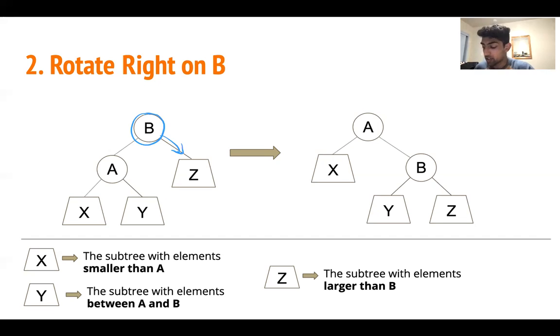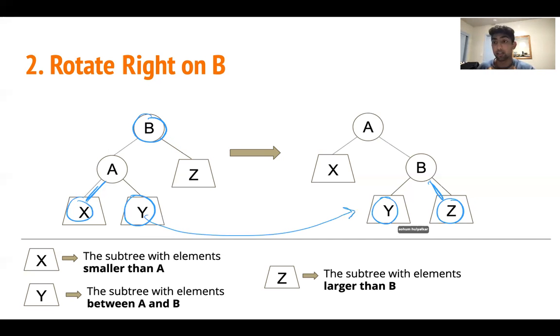So looking at this rotate right, let's walk through it really quickly, just so we can see it's the exact same as rotate left, just in the opposite direction. We can see here that if we're rotating right on B, X is going to stay as the left child of A. Z is going to stay as the right child of B. The only difference is Y, right? It changes from the right child of A to the left child of B. Okay, so that's kind of how a rotate right works.